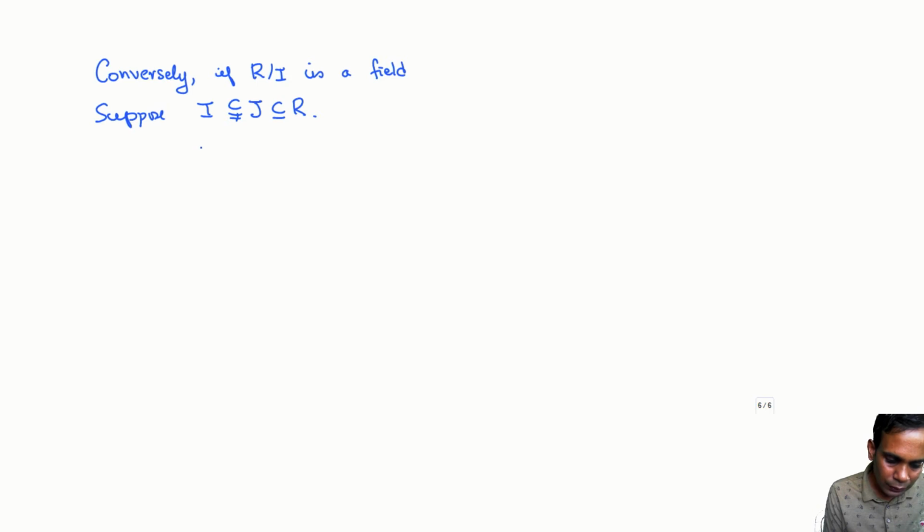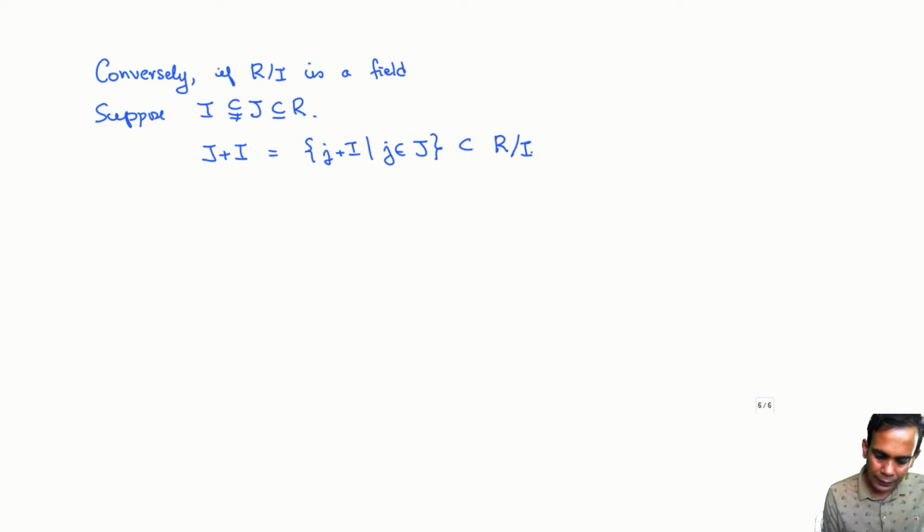But then what you do is you look at the image of J in R mod I. So what I'm saying is you look at J plus I. This is the set of all elements of the form j plus I where j belongs to J. This is a subset of R mod I, and in fact it turns out that J plus I is an ideal in R mod I. In fact, it's a non-zero ideal.